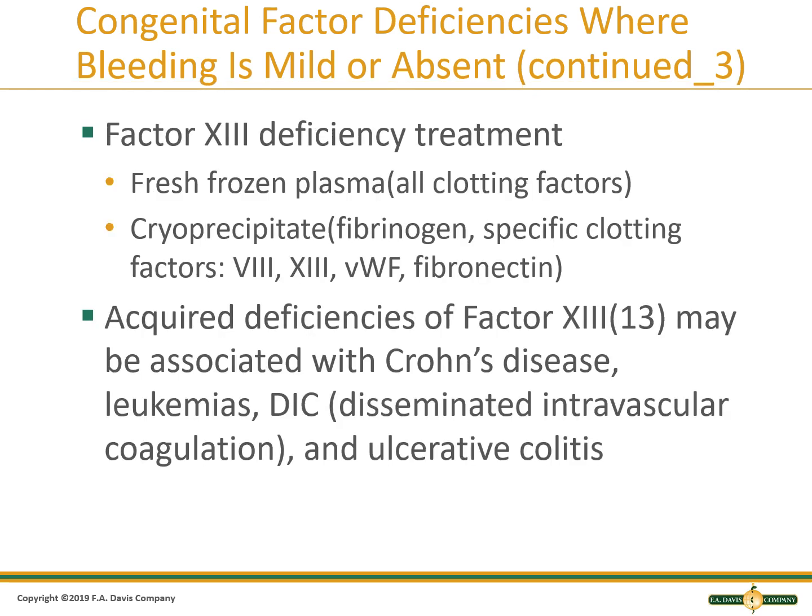Factor 13 deficiency treatment can include fresh frozen plasma or FFP. The FFP has all the clotting factors. Cryoprecipitate may be used, which has fibrinogen. Specific clotting factors like factor 8, factor 13, the von Willebrand's factor, and fibronectin.